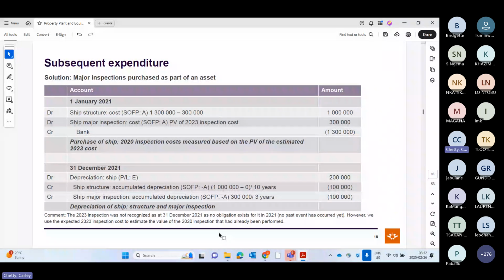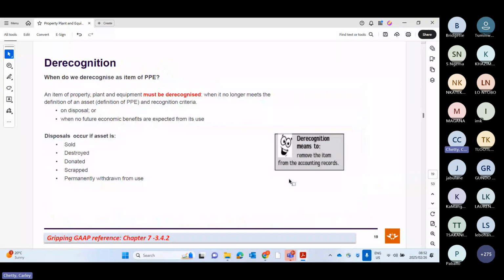Okay. So that is the major inspections. We looked at how to depreciate it and how to record it. Now we need to look at derecognition. When do we derecognize an item of property, plant, and equipment? So an item of PPE must be derecognized when it no longer meets the definition of an asset and recognition criteria. So this will happen on disposal or when no future economic benefits are expected from its use. Disposals occur if an asset is sold, destroyed, donated, scrapped, or permanently withdrawn from use.